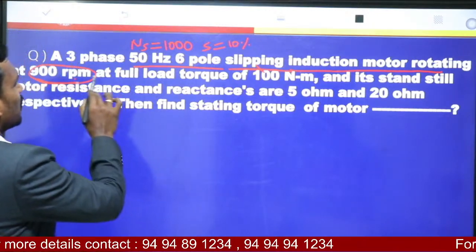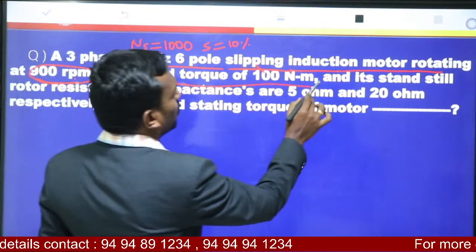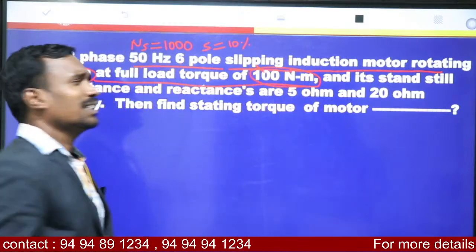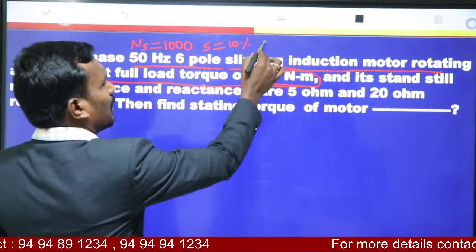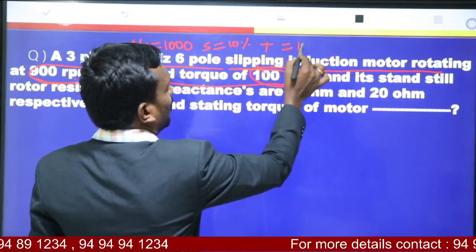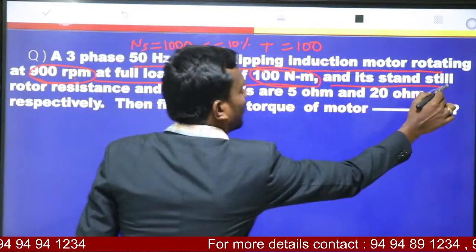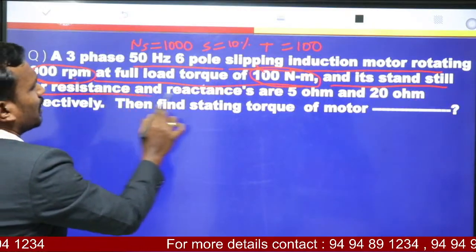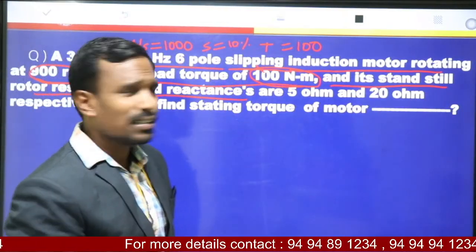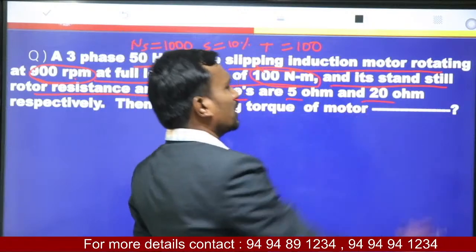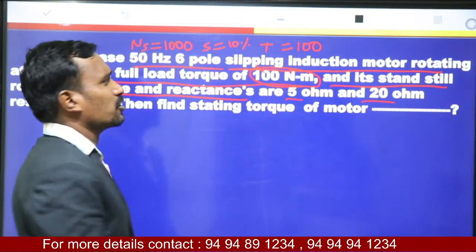Next, 900 RPM at full load torque of 100 Newton meters. They have given the full load torque also, the full load torque of 100 Newton meters. And it's a standstill. Rotor resistance and reactances are 5 ohms and 20 ohms, R2 and X2.